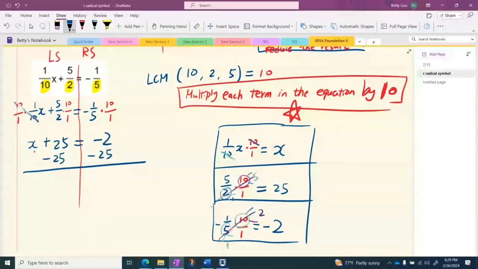Add the same number to each side, as long as you can get it right. And this positive 25 and negative 25 cancel each other. So on the left side, we have x only. On the right side, negative 2 and negative 25 add up to negative 27. We got exactly the same result.